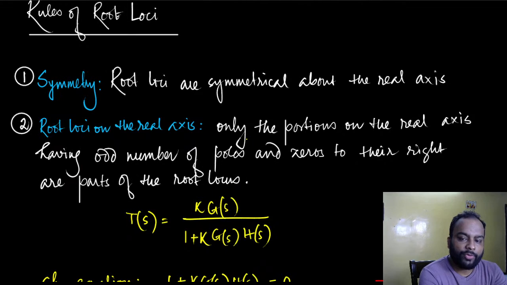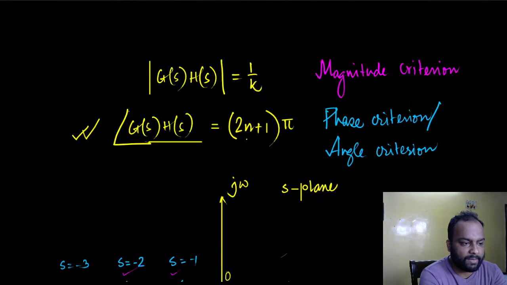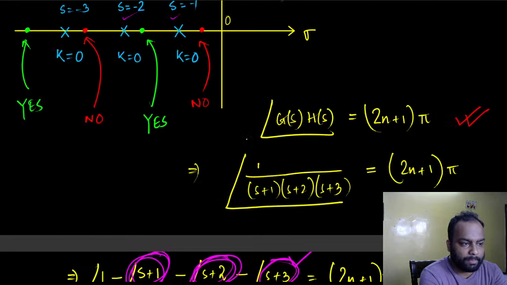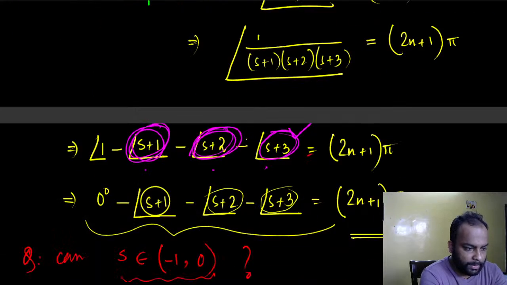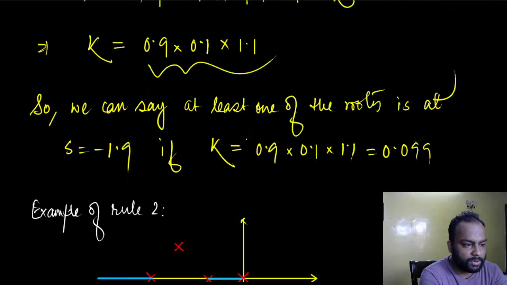Then we also figured out which parts of the real axis can be on the root locus or cannot be, based on the satisfaction of the angle criteria. And when parts of the real axis are on the root locus, we also figured out what the subsequent gain values are, that is, for what gain parts of the real line are on the root locus and not. So we figured those things out.